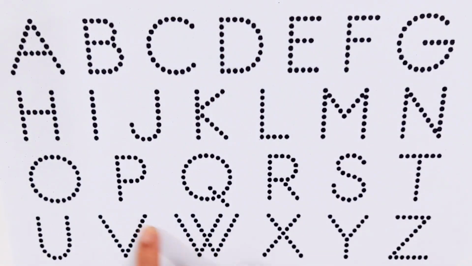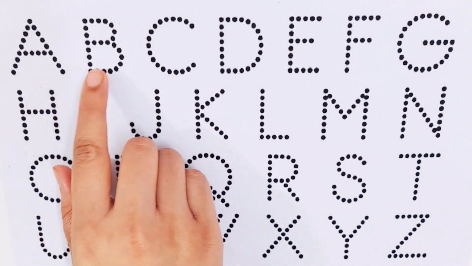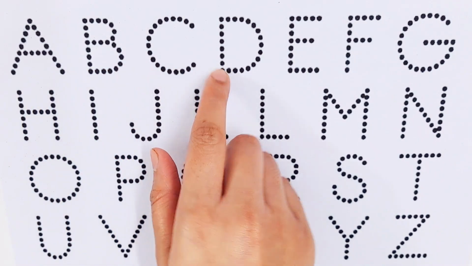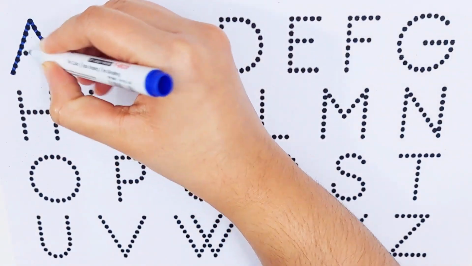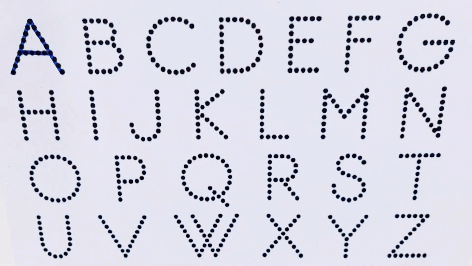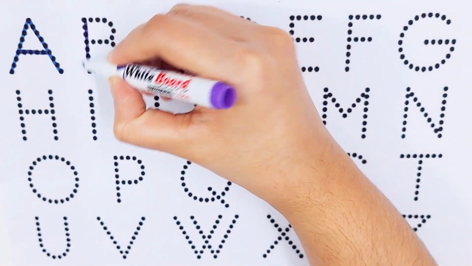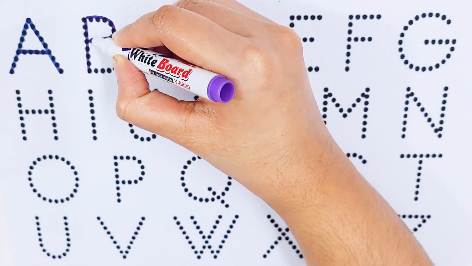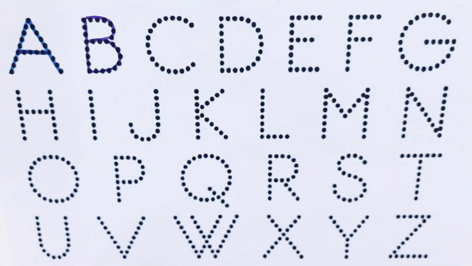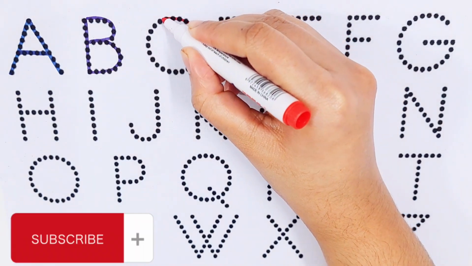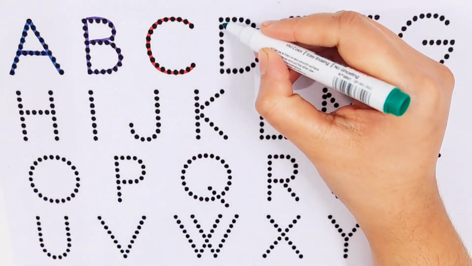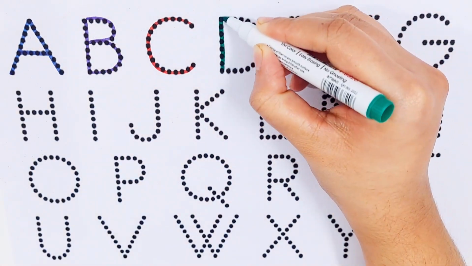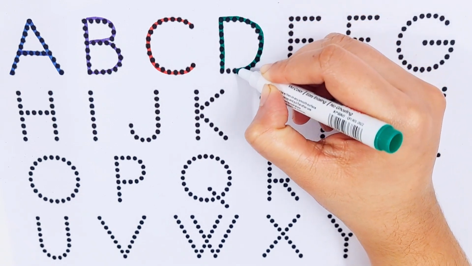Let's try to learn some alphabets. A, B, C, D. A for animals. B for butterfly. C for candy. D for duck.